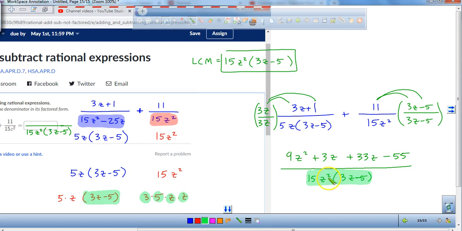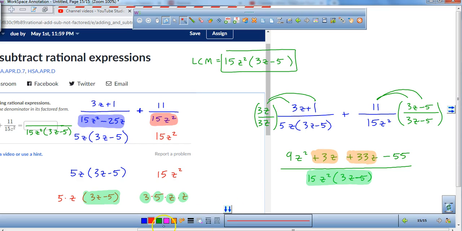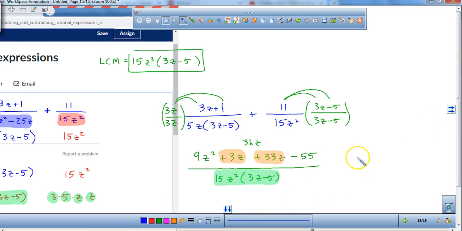So once you find that, all we have to do now is add our like terms together. The only like terms that I see that we can add together are this 3z and this plus 33z. And that's going to give us a total of 36z. All right, so here is going to be our final answer.